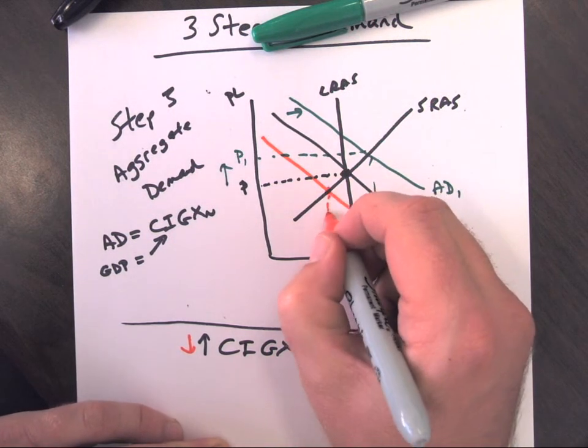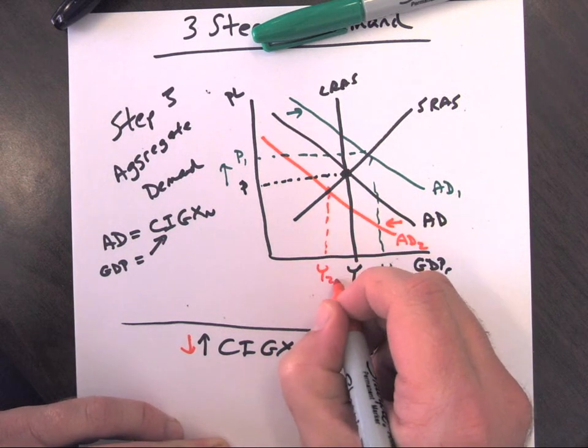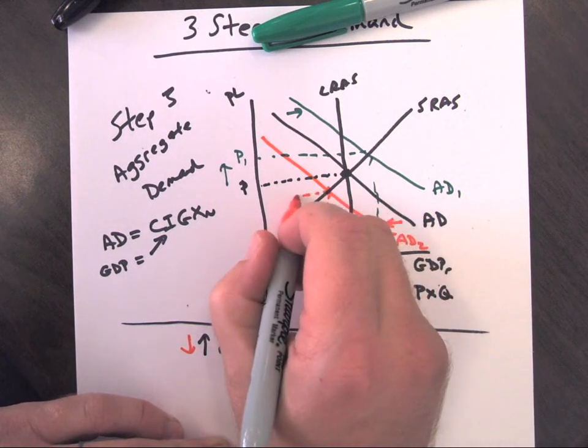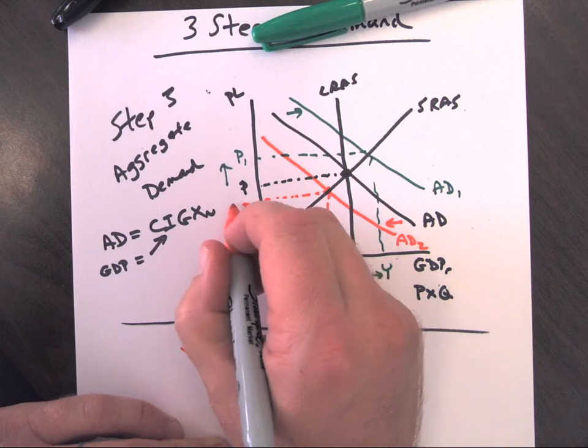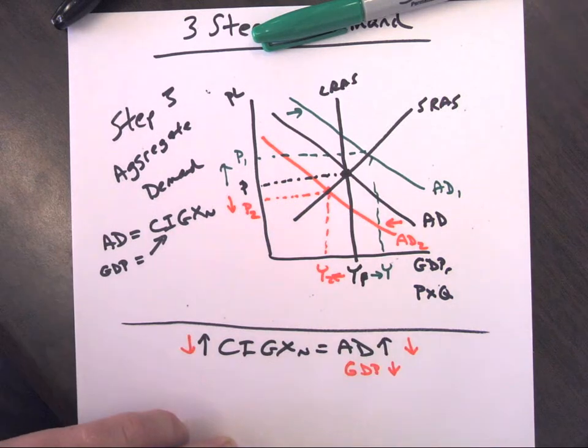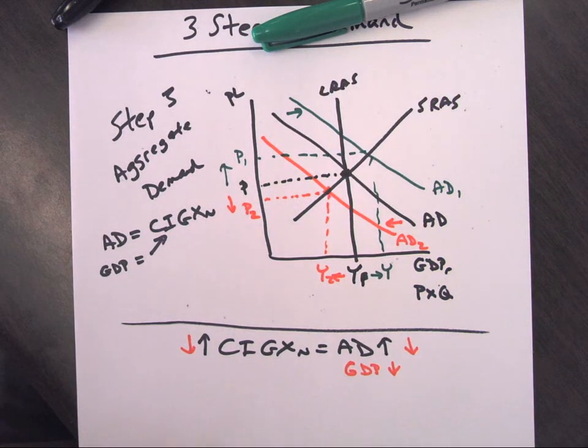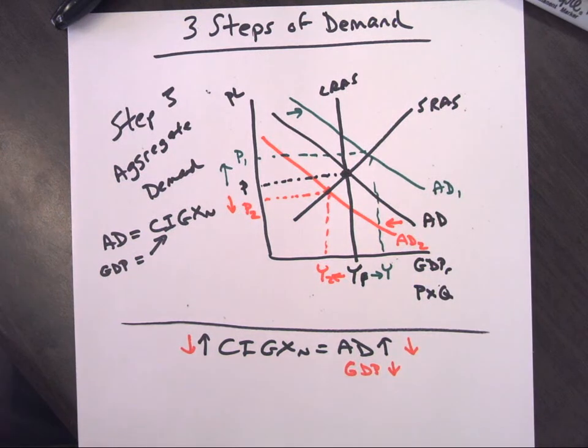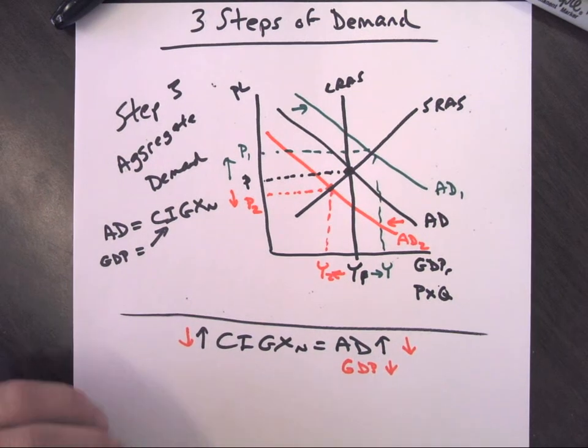That would put us into a recession because GDP is decreasing. And if GDP is decreasing, we're not making as much stuff. So then we'd have a shift to the left of that. So that right there is our third step of demand, aggregate, the big picture, everything in the United States.